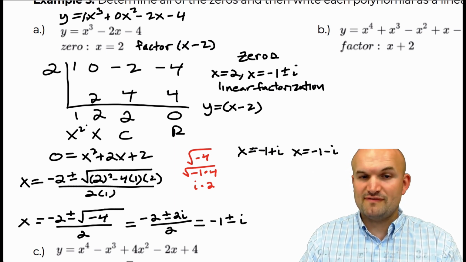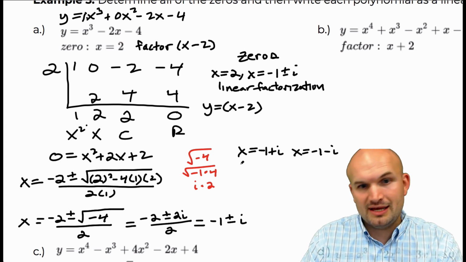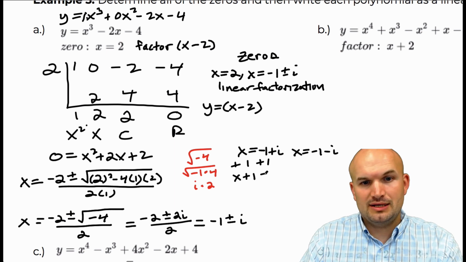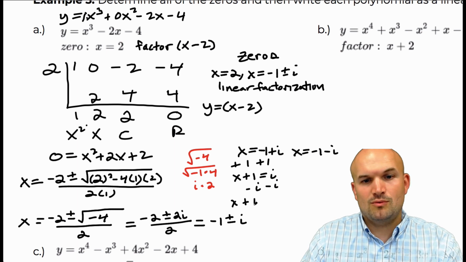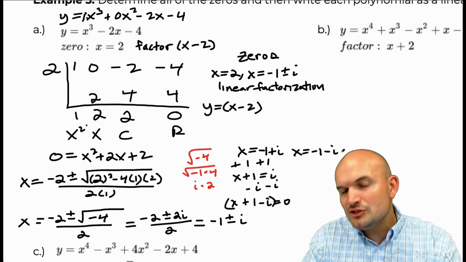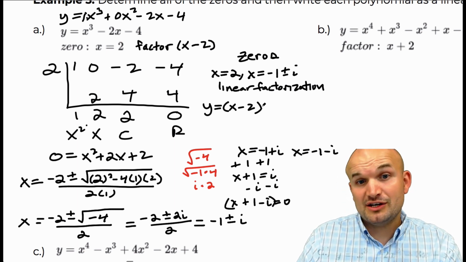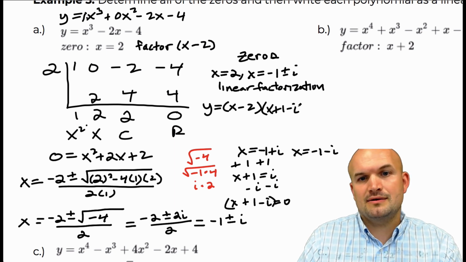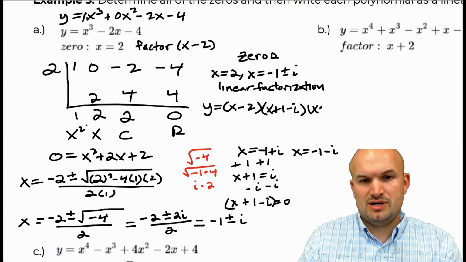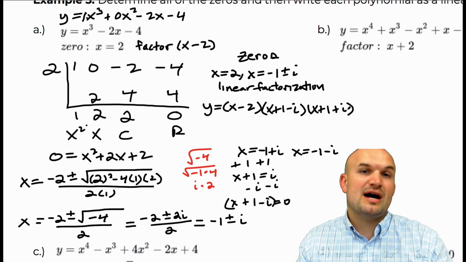minus i, right? So if I wanted to set these equal to 0, I need to add the 1 and then subtract the i. So add 1, so it'd be x plus 1 equals i, and then subtract the i. So I'd have x plus 1 minus i equals 0. So now that is my factor. And you do the same thing over here. You can see the only difference is you'd have to add the i. So my final linear factorization here is going to be x plus 1 minus i times x plus 1 plus i. Okay, and now that's a product of my linear factors.